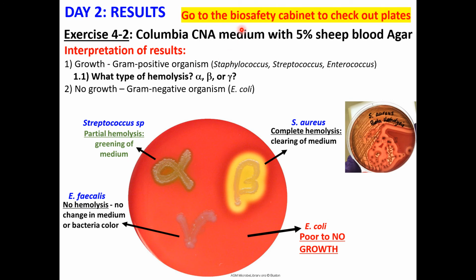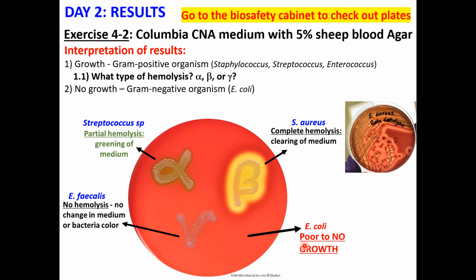We would look at the CNA medium first. Because we would only expect gram positives to grow, especially staph, strep, and enterococcus, we would see growth for all 3, but we wouldn't see any growth for E. coli because, of course, E. coli is a gram-negative. It's not allowed to grow on this medium.